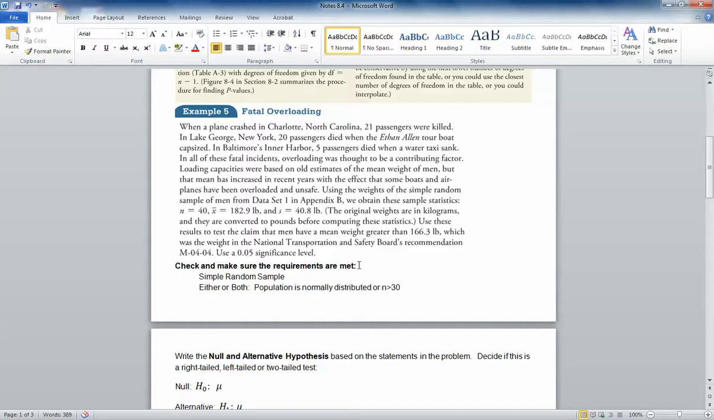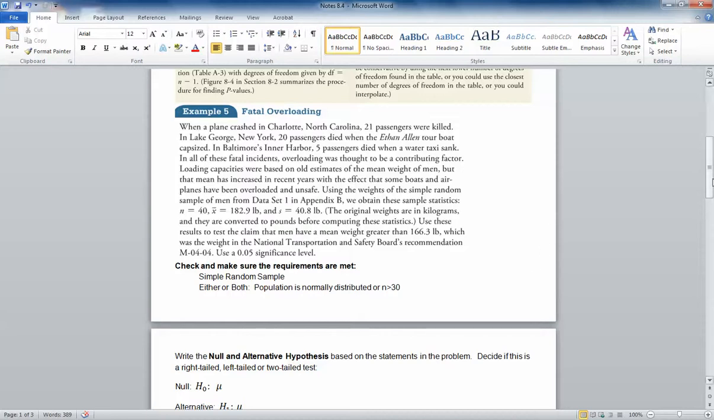So first item we do is check and make sure requirements are met. This is a simple random sample because it was stated in the problem. And then our sample size is greater than 30. So either or both of these conditions are met. If it was not greater than 30, we would have to make a normal quantile plot and take a look at it to make sure it was normally distributed, just like we did for confidence intervals.